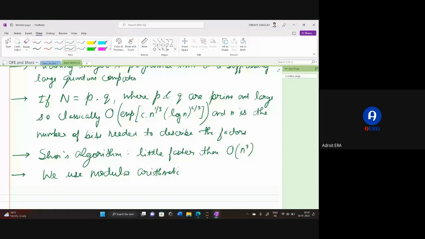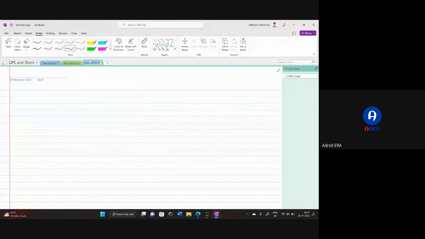Now, what is Shor's algorithm? Let us see. Okay, what will be Shor's algorithm? Let us see that here. Let us write down the steps of Shor's algorithm, right? Then it will be easy. So what is the first step?